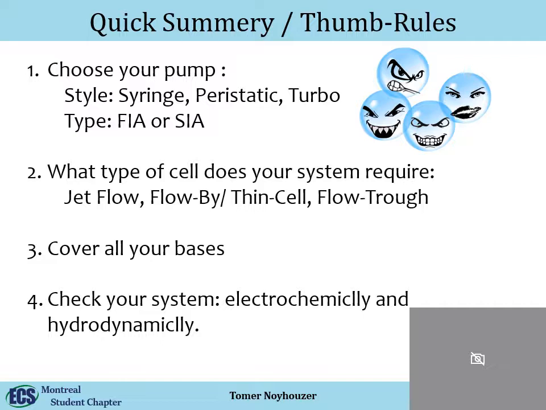The second thing is what type of cell your system requires. Do you do a jet flow? Do you want to use disposable electrodes, for example? Do you want a flow-by thin cell? Let's say you want to be able to change the flow pattern at one point, or you want a very simple system, or it's a flow-through.